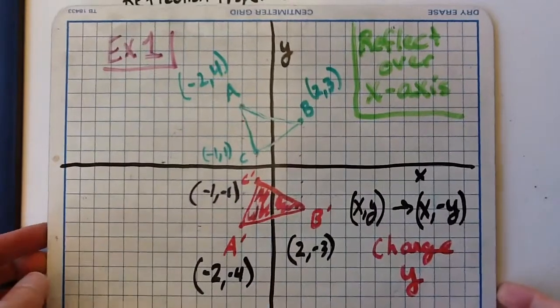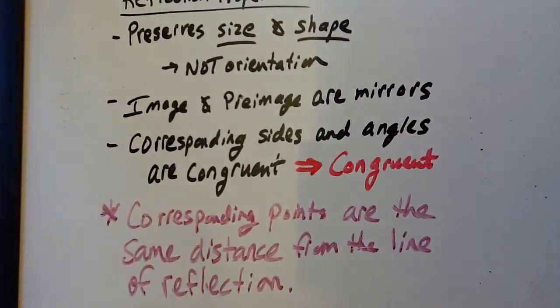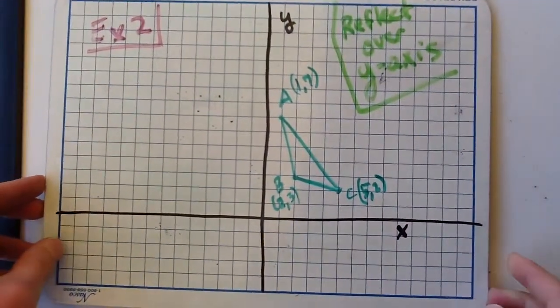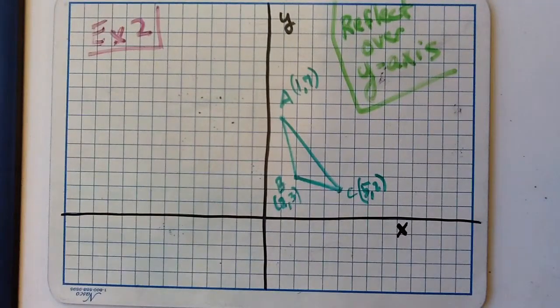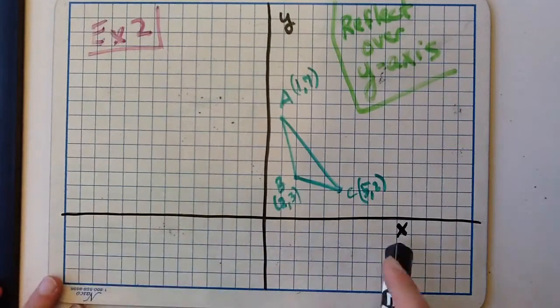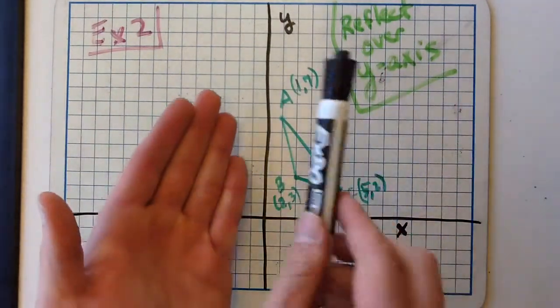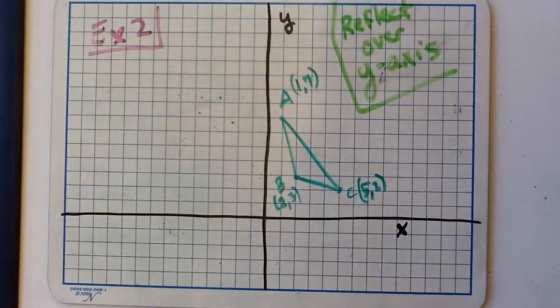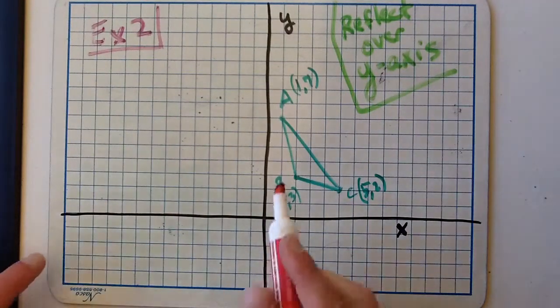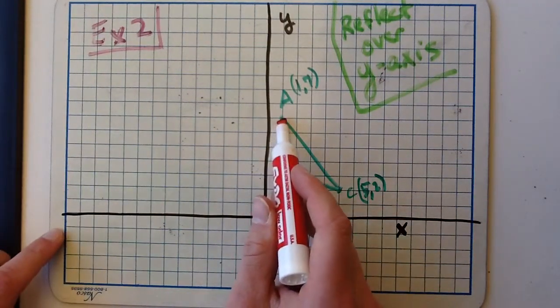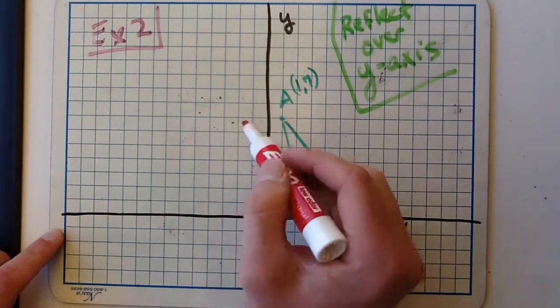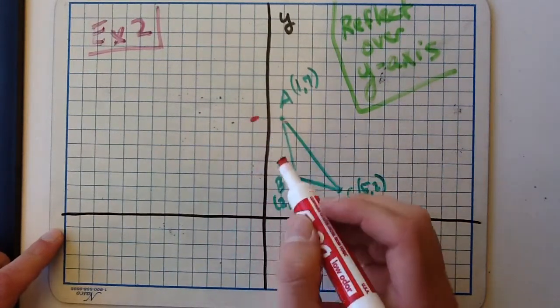Example number 2, we're going to reflect over the y-axis. So here is our figure, our triangle ABC, and we want to reflect this over the y-axis. So remember, this is x, this is y, and so I'm going to basically flip it over into this side over the y-axis. So again, I can count to see how many spaces away is A away from the y-axis. Well, it's 1. So if I flip it over on this side, this right here would be A prime.